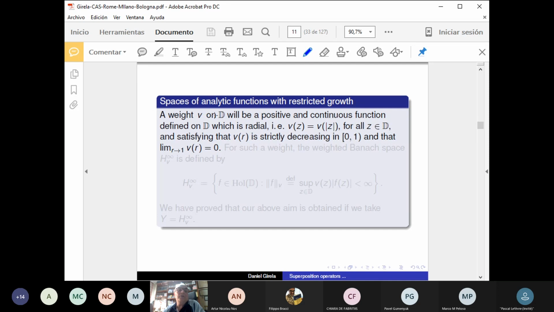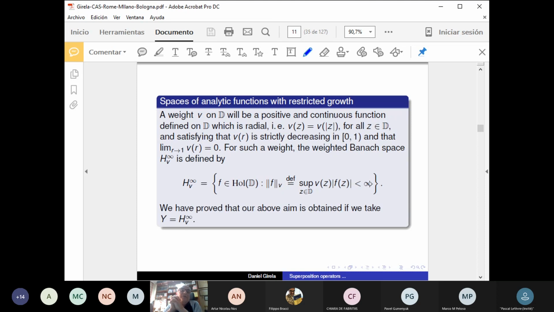So we are going to consider a weight in D, and we are going to say a weight is simply a positive and continuous function, and we are going to say that this is radial, and we are going to ask that v is strictly decreasing to 0. And then we consider the spaces H infinity v, the space of functions f so that the supremum of v of z times the absolute value of f of z is finite. These spaces have been extensively studied, for instance, by Bonet, Lusky, and so on.